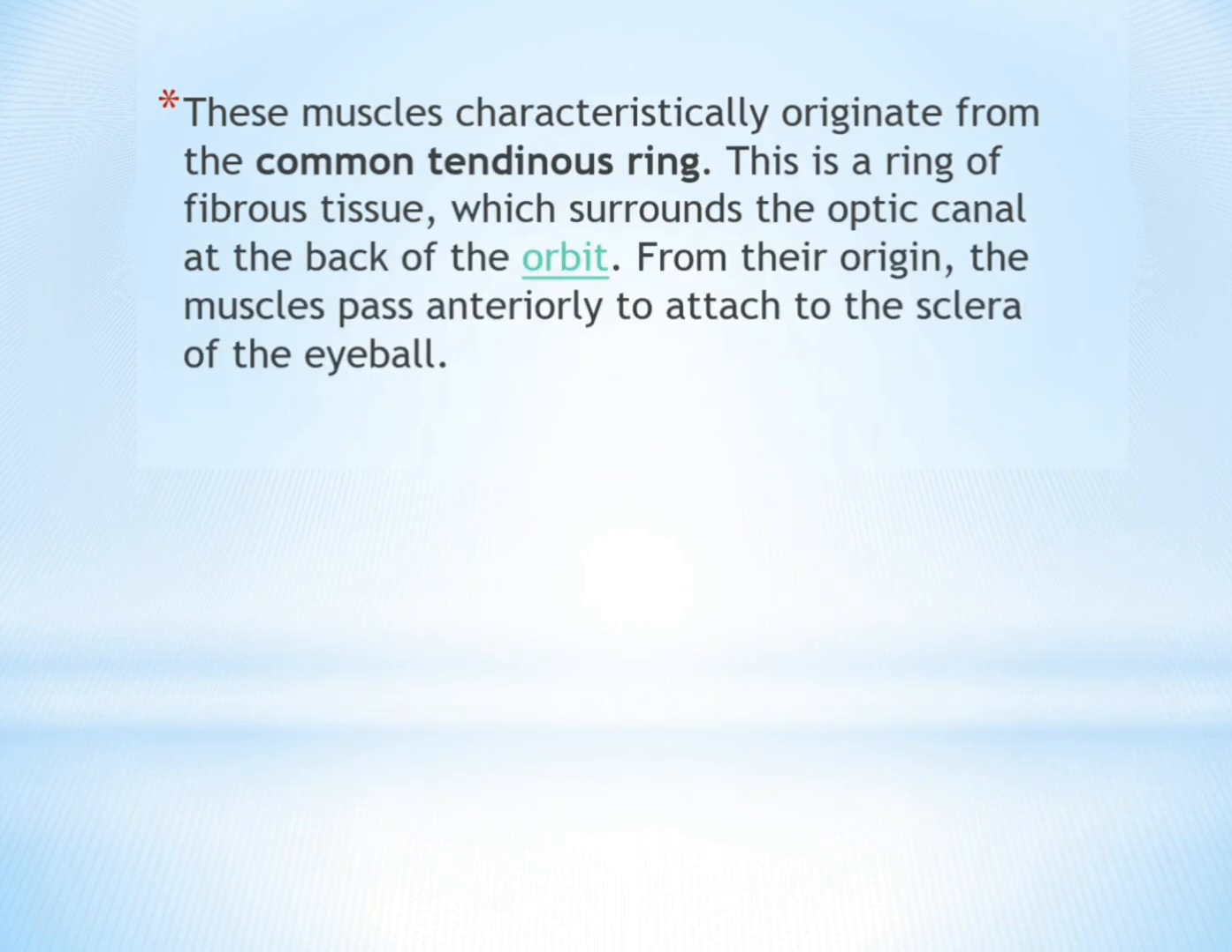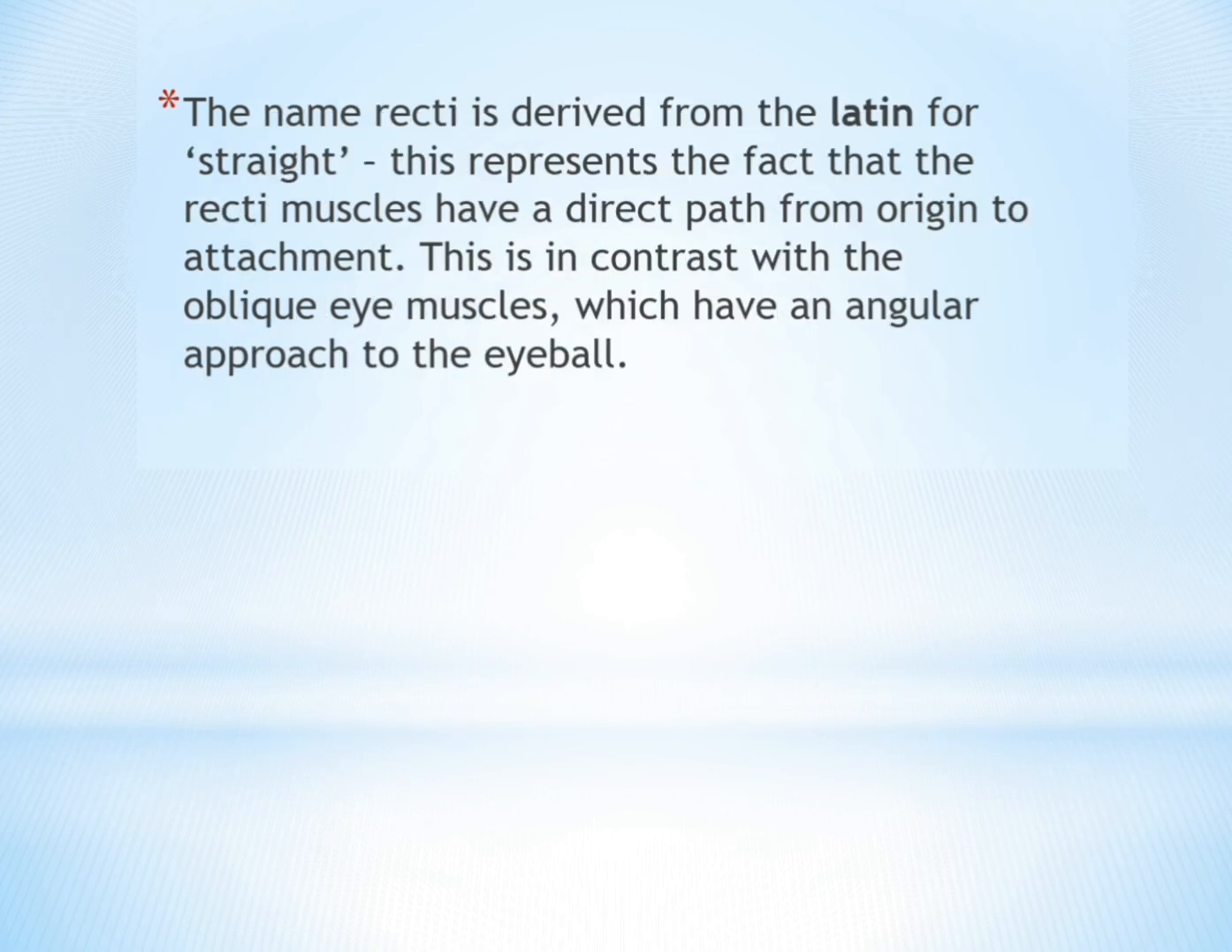These muscles characteristically originate from the common tendinous ring. This is a ring of fibrous tissue which surrounds the optic canal at the back of the orbit. From their origin, the muscles pass anteriorly to attach to the sclera of the eyeball. So they originate from the common tendinous ring, and their attachment is to the sclera of the eyeball.